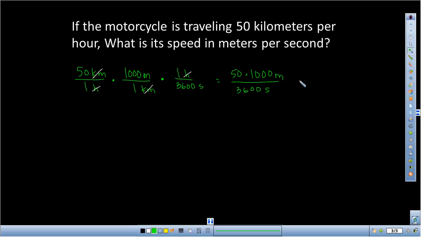Well, as we look at that, we can divide numerator and denominator by 100, and so we get 50 times 10 is 500 meters per 36 seconds. And so if we divide 500 by 36, then the motorcycle is traveling approximately 13.9 meters per second.